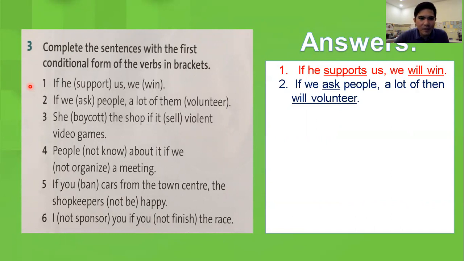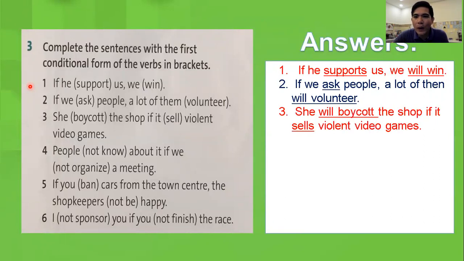Number 3, she boycott the shop if it sell violent video games. Now the result first. How will we answer? She will boycott the shop if it sells violent video games. So number 3 is just the opposite of number 2. Both are affirmative. So we use will boycott, will volunteer. Number 1, will win. And the verbs supports, ask, sells, are present simple.